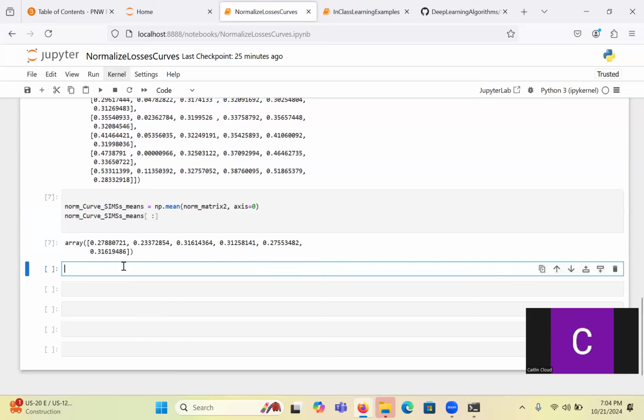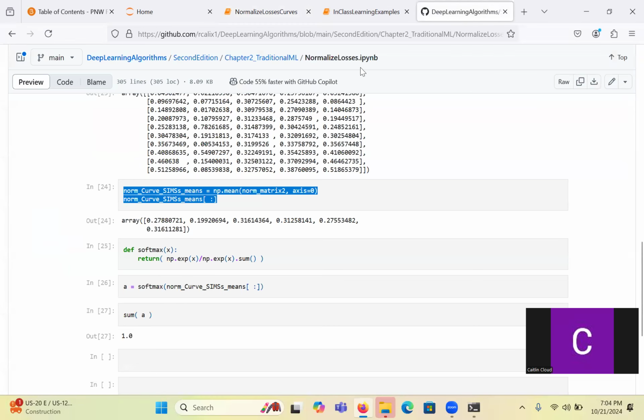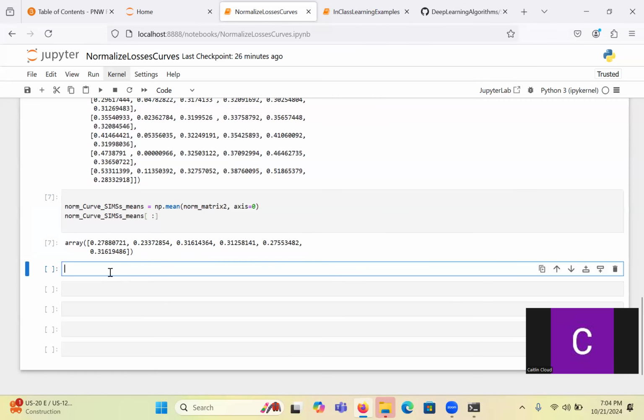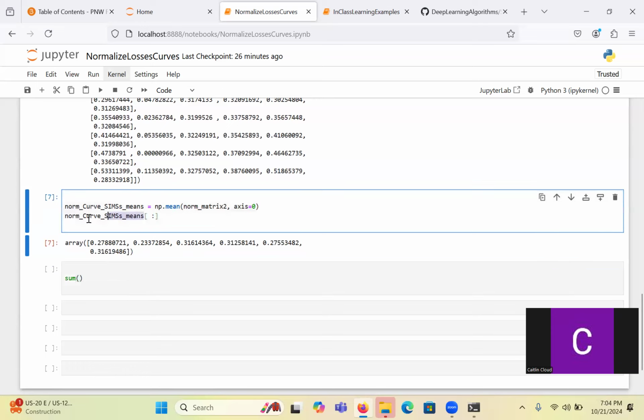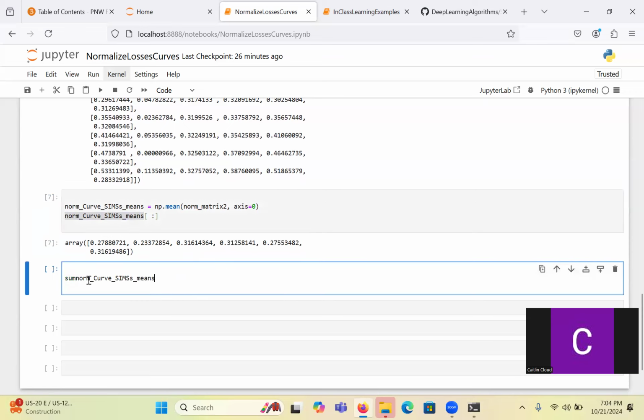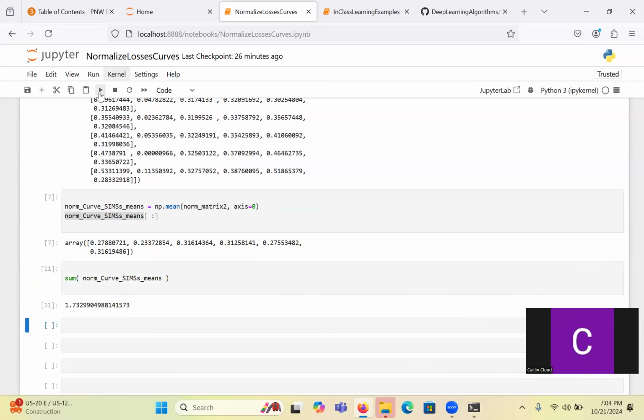So here I have values 0.27. So do these values add up to 1? They may. So let's do the sum of means. Okay, let's go ahead and run that. All right, it does not add up to 1. It is actually 1.7. This is not so related, I would say, to losses.